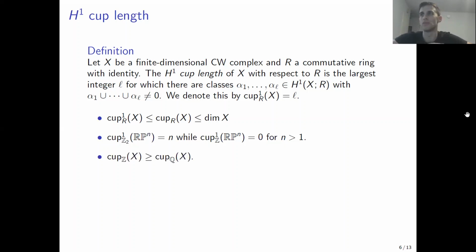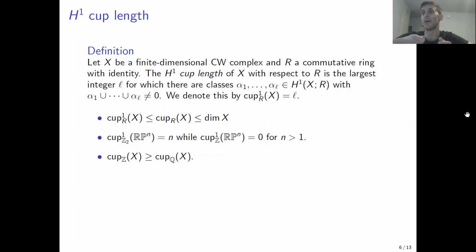But for us, we're really going to be considering just integral or rational coefficients. So if you consider just integral or rational, what you can see is that we have this inequality. This is because if you have L degree 1 rational classes with non-zero cup product, then after multiplying those rational classes by integers, you can regard them as integral classes, which will still have non-zero cup product. So if you have L of them in rational cohomology, you also have L of them in integral cohomology.